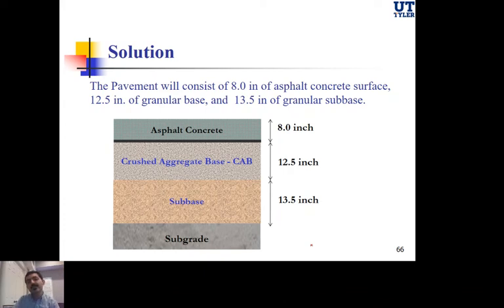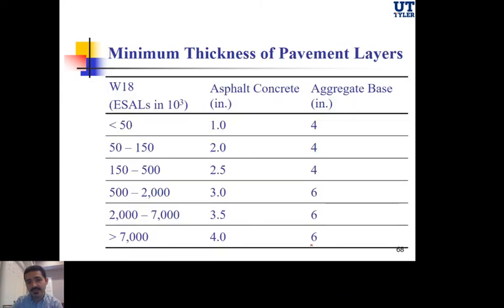And this is the overall needed section. You need 8 inches worth of asphalt concrete, 12.5 inches of crushed aggregate base, and 13.5 inches of sub base. I hope again you understood the concept here, and it's straightforward. You can rewind the video if you want to, and do a couple of examples to understand the concept in more detail.